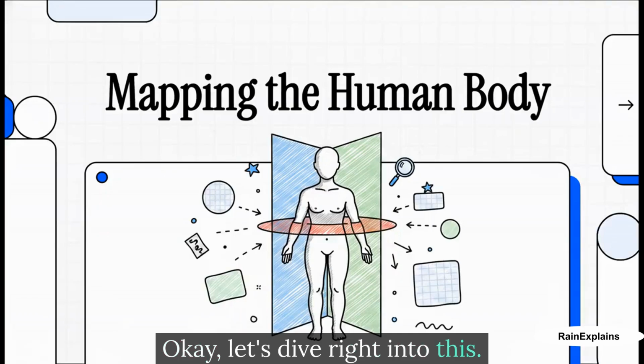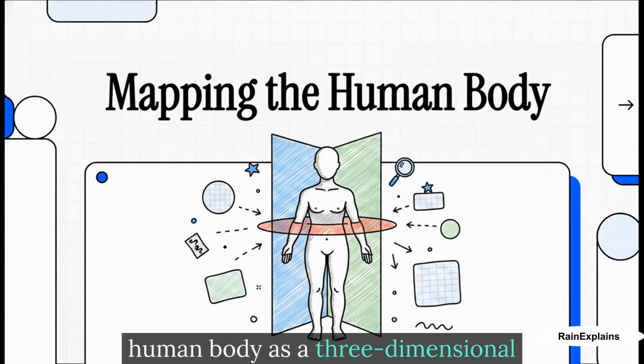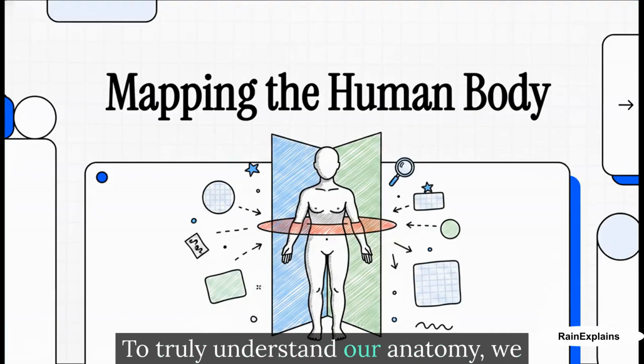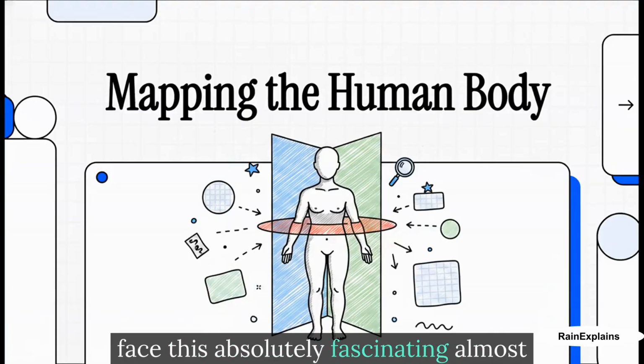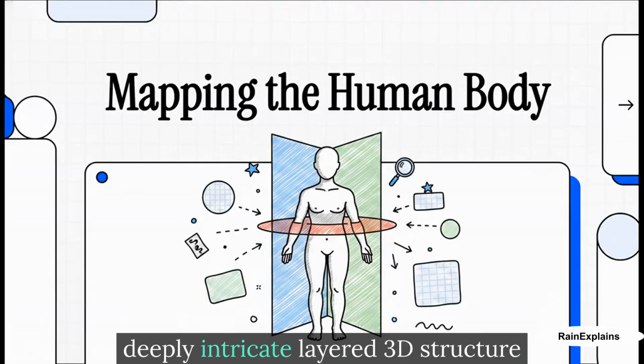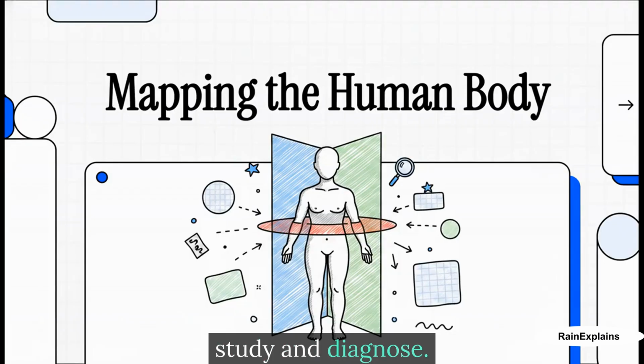Okay, let's dive right into this. Have you ever actually stopped to think about the sheer complexity of the human body as a three-dimensional space? I mean, it's basically a giant puzzle. To truly understand our anatomy, we face this absolutely fascinating, almost architectural challenge. We have to figure out how to translate a deeply intricate, layered 3D structure into flat 2D maps that we can actually study and diagnose.